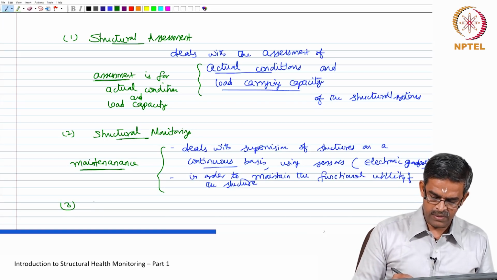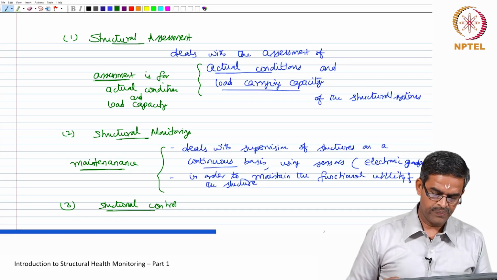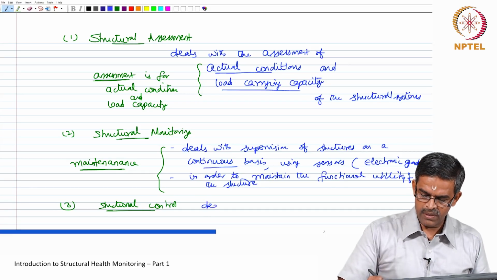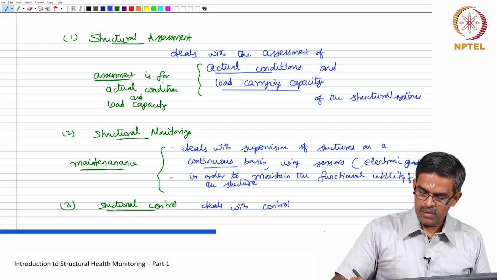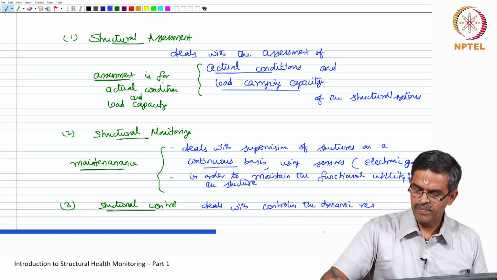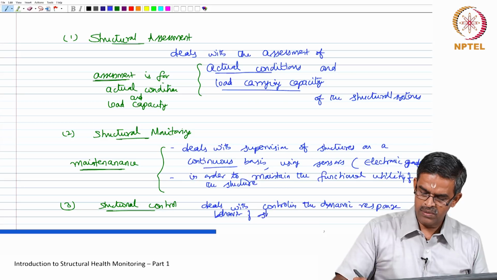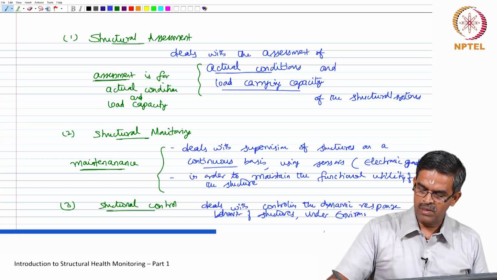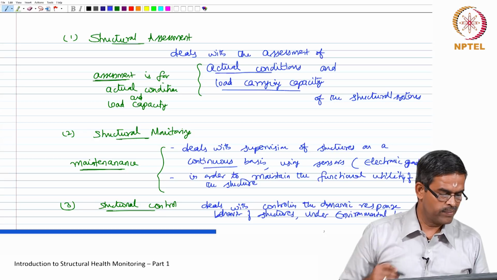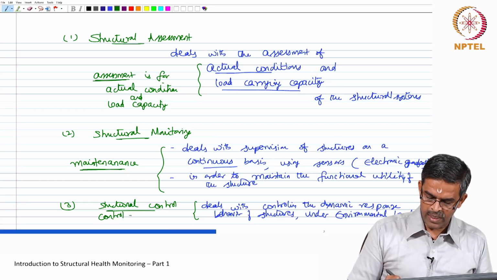The third one is structural control. Structural control deals with controlling the dynamic response behavior of structures under various environmental loads. So, this deals with establishing a control mechanism.